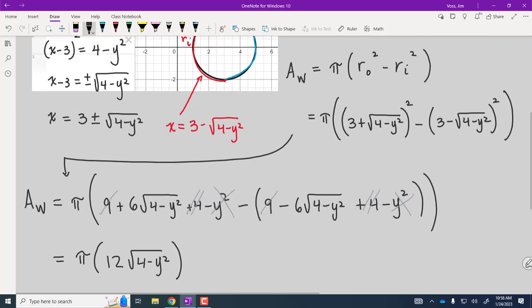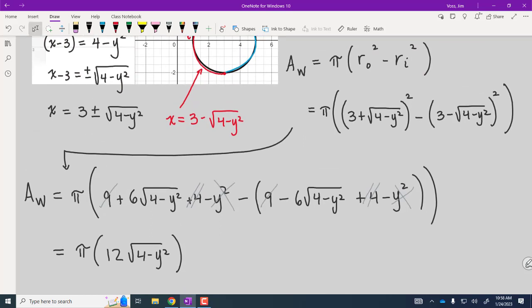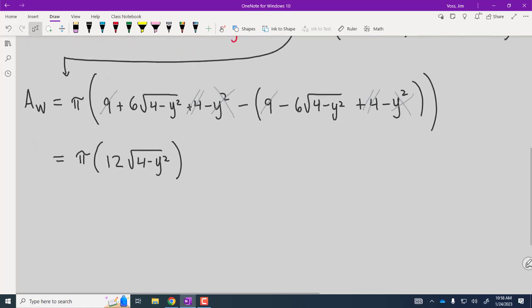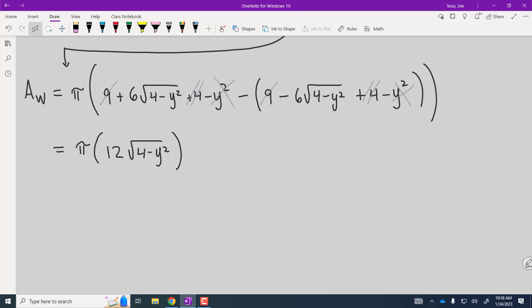All right, any questions on the algebra part there, or the setup, I guess? Okay, so now all we have to do is integrate that, and that'll give us our volume.